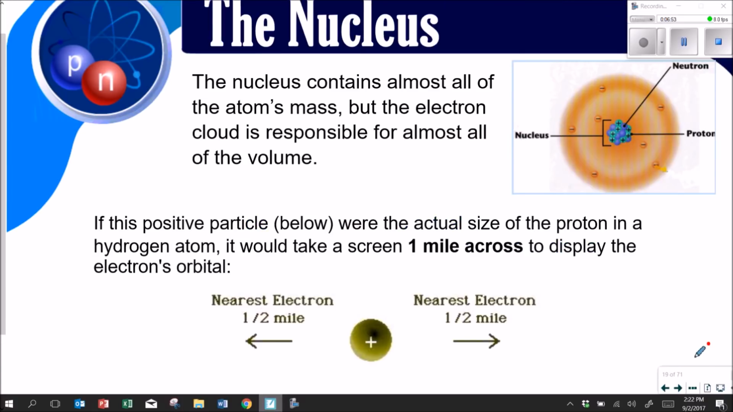Let's now compare the mass and volume of an atom. The nucleus, as we know, contains almost all of the mass of the atom, but the electron cloud is responsible for almost all of the volume. So if the positive particle below, over here, were the actual size of a proton in a hydrogen atom, it would take a screen about 1 mile across to display the electron cloud.